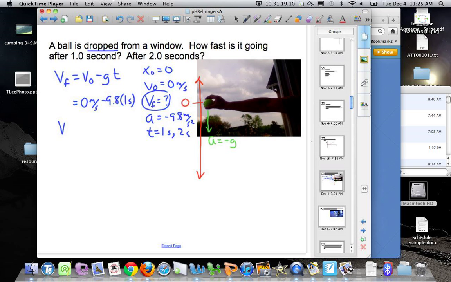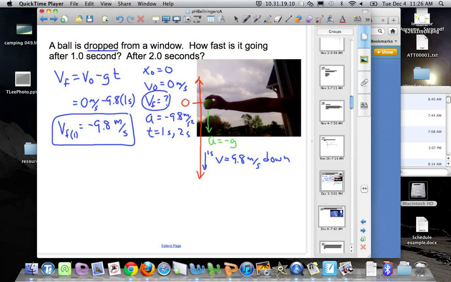So my final velocity after 1 second, and I'll put a 1 there in parentheses, so notice 1 second is the velocity we're looking at here. It comes out to be negative 9.8 meters per second. So that is our first part of the problem. We now figured out that after 1 second, this ball has a velocity of 9.8 meters per second downward, or negative 9.8 meters per second.